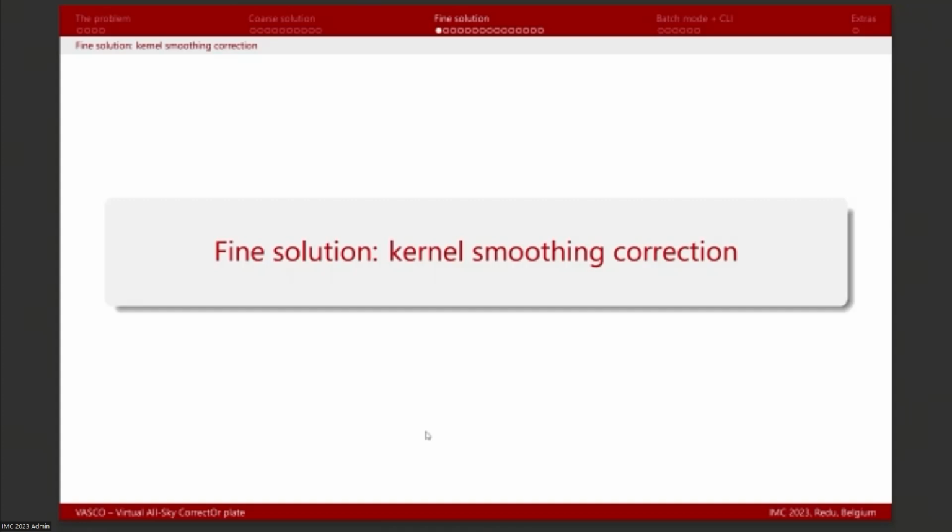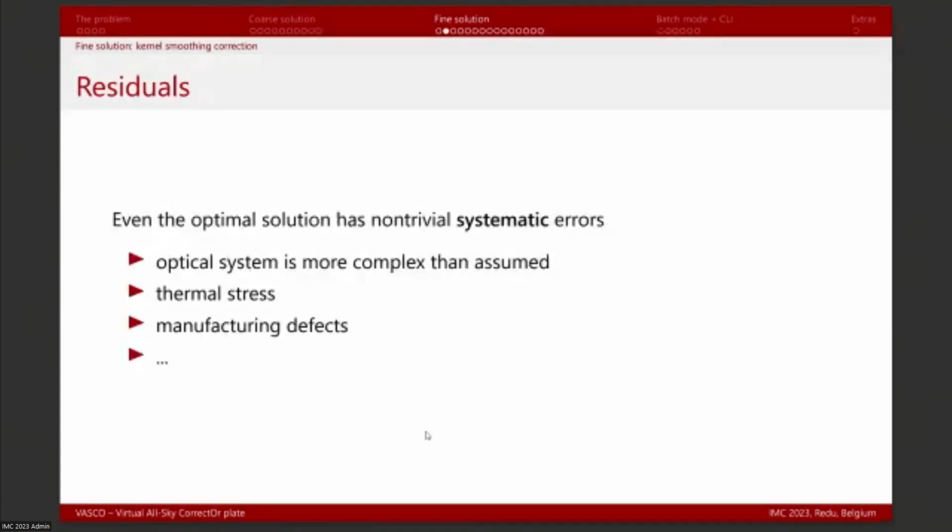We're going further. This was the core solution. The fine solution is the kernel smoothing correction, which is, again, fairly easy, not trivial. The basic premise here is that even the optimal solution of the projection still has some systematic errors. For instance, with AMOS, our network of cameras, the optical system is much more complex than is assumed in the Borovička projection. There are thermal stresses in the physical components. There are manufacturing defects, and many more.